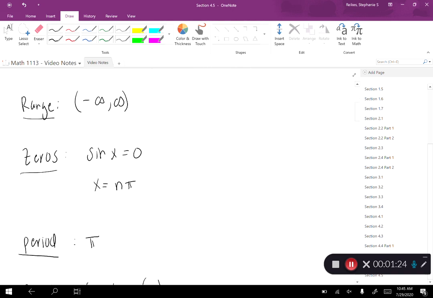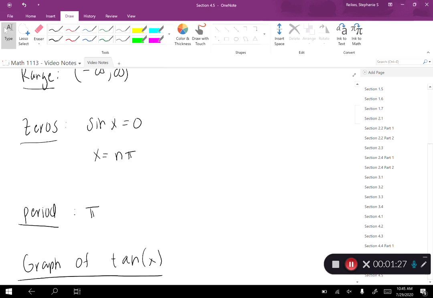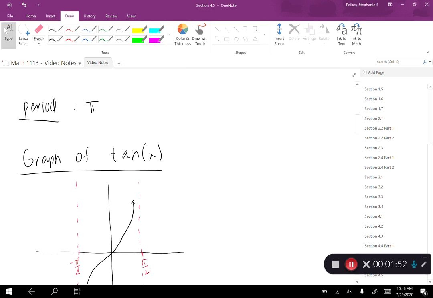The zeros of the tangent function, or in other words, the x-intercepts, happen when my numerator is set equal to 0, so where sine x is equal to 0. That happens when x is 0, pi, 2 pi, etc. So at x equals n pi. Now the period of a tangent function is actually pi, which is different than sine and cosine, which have period of 2 pi. So please be careful. Tangent, again, has period of pi.